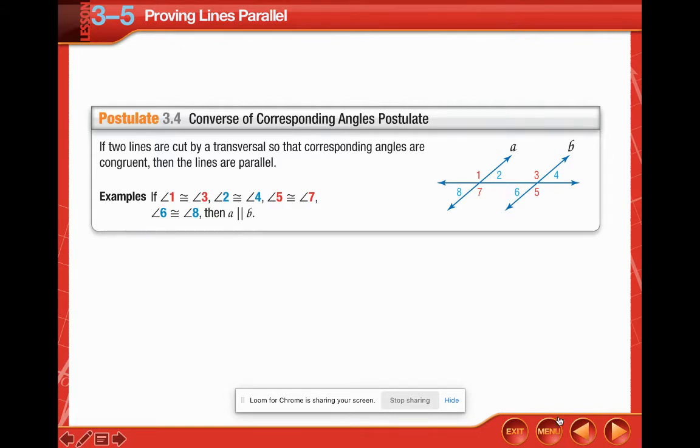So essentially what it's saying here is, you know the corresponding angles postulate. You have two parallel lines cut by a transversal, their corresponding angles are congruent. So 1 and 3 are congruent. This is saying the complete opposite. If two corresponding angles are congruent when cut by a transversal, that means the two lines they're on are parallel. Okay? It's literally just saying the same thing backwards.